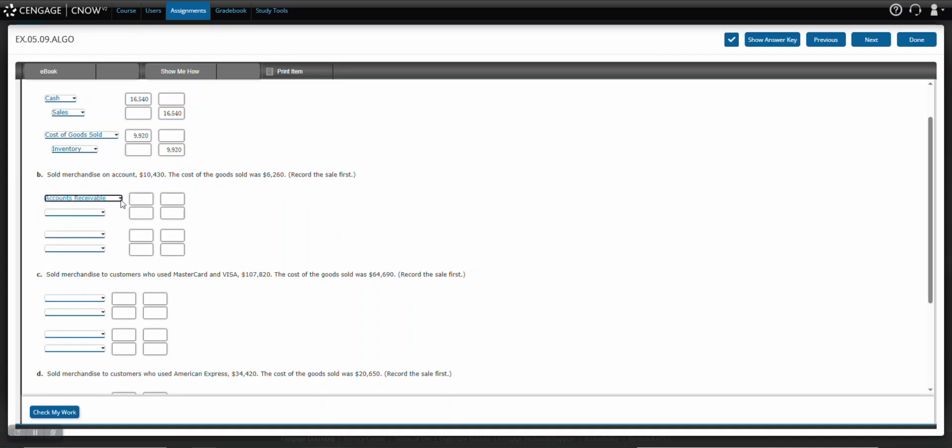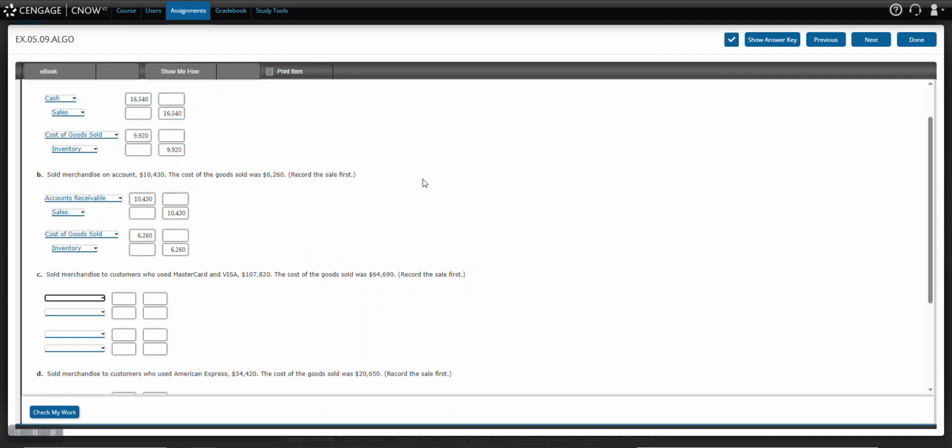They then said that we sold merchandise on account for $10,430 and our cost of goods sold was $6,260. So accounts receivable, we're waiting to receive $10,430 sometime in the future. And we know accounts receivable is a holding place for cash. I'm waiting to receive that money, but I've already earned it. So we have to record our revenue in that sales account. And then we need our cost of goods sold. It cost us $6,260 to buy the inventory that we just sold to our customers for $10,430.